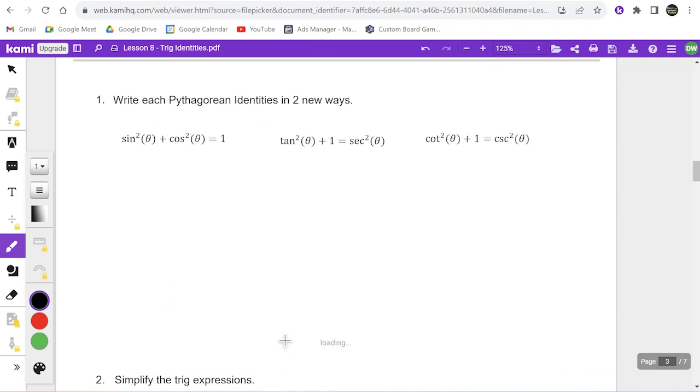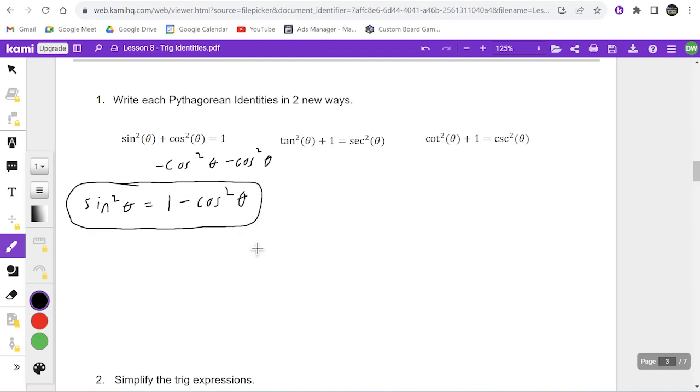Okay, next, I'm going to be asking you, write each Pythagorean identity in 2 new ways. I'm going to probably do all 3 for us, but I especially want to do the first one because I want you to think about it. Basically, if I have sine squared theta plus cosine squared theta equals 1, and I want to write this a new way, I can subtract cosine squared theta from both sides, and that will give me sine squared theta equals 1 minus cosine squared theta. And that's a new way. You just created your own new Pythagorean identity.